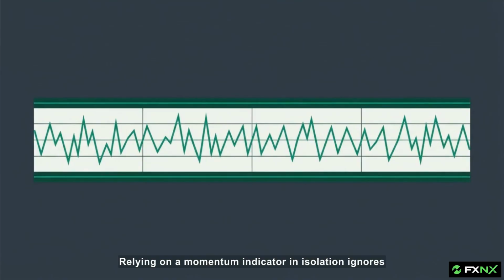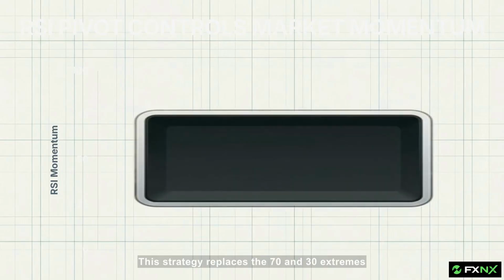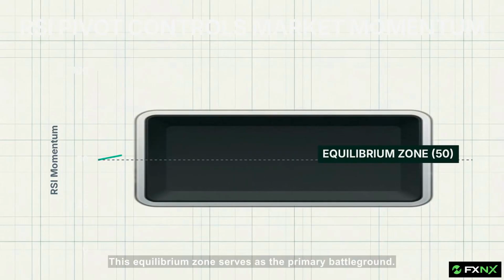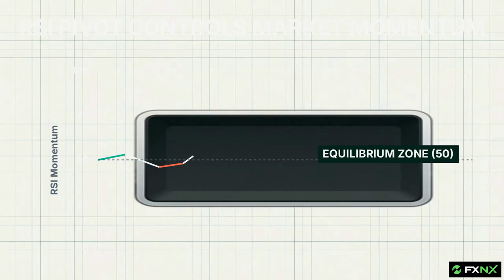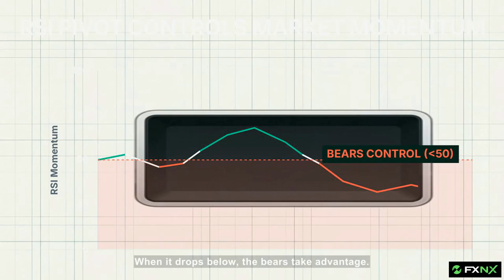Relying on a momentum indicator in isolation ignores the broader market structure. To avoid these traps, traders must anchor short-term velocity to a secondary structural filter. This strategy replaces the 70 and 30 extremes with the 50-level pivot. This equilibrium zone serves as the primary battleground. When RSI holds above 50, bulls control short-term momentum. When it drops below, the bears take advantage.